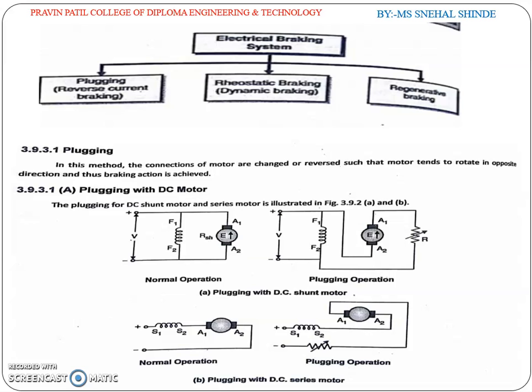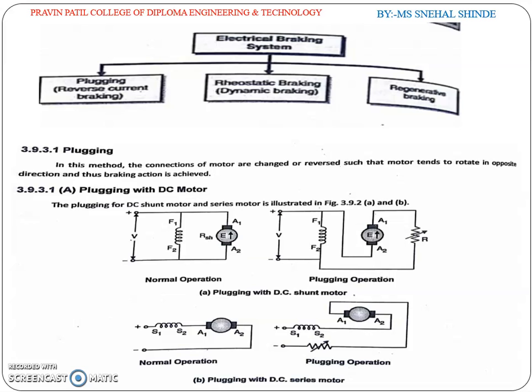Here are the types of electrical braking systems. First is plugging, that is reverse current braking, then rheostatic braking, dynamic braking, and regenerative braking. So first is plugging. In this method, the connections of the motor are changed or reversed such that the motor tends to rotate in the opposite direction and thus braking action is achieved.